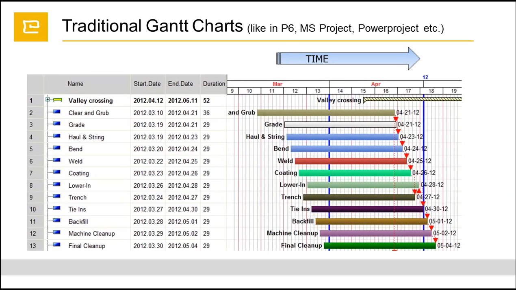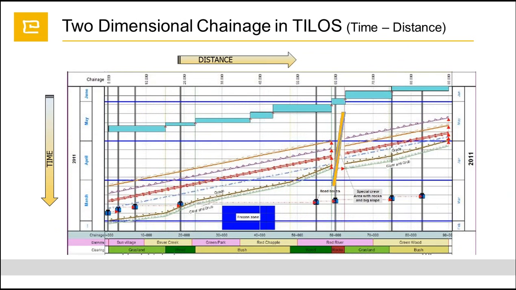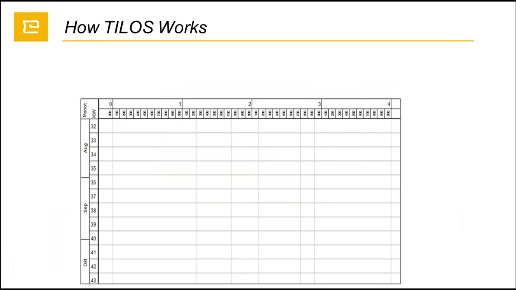This is an example of the traditional Gantt chart like we have in P6, MS Project or Asta Powerproject, where we only have one axis, which is time. However, in TILOS we have a two-dimensional chart with time and distance. This way we are able to see when and where our work is going to be performed or has already been performed. In this example I will show you how to analyze TILOS projects and how we can easily see how TILOS works.